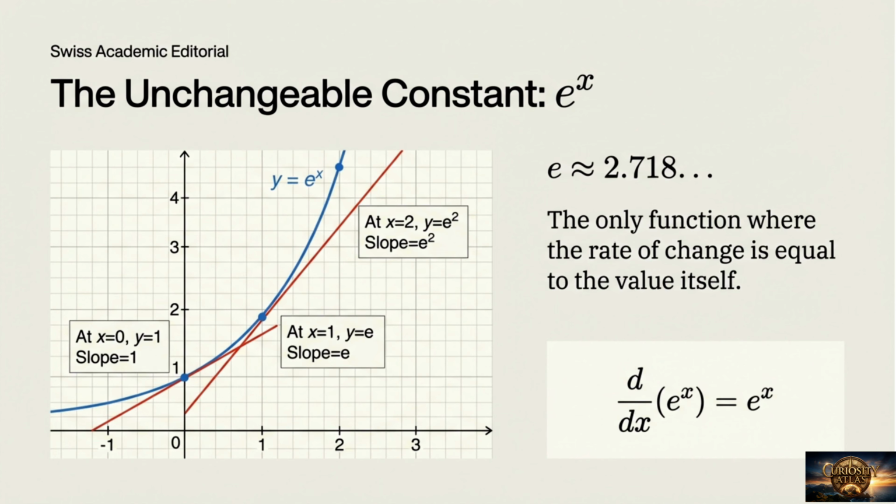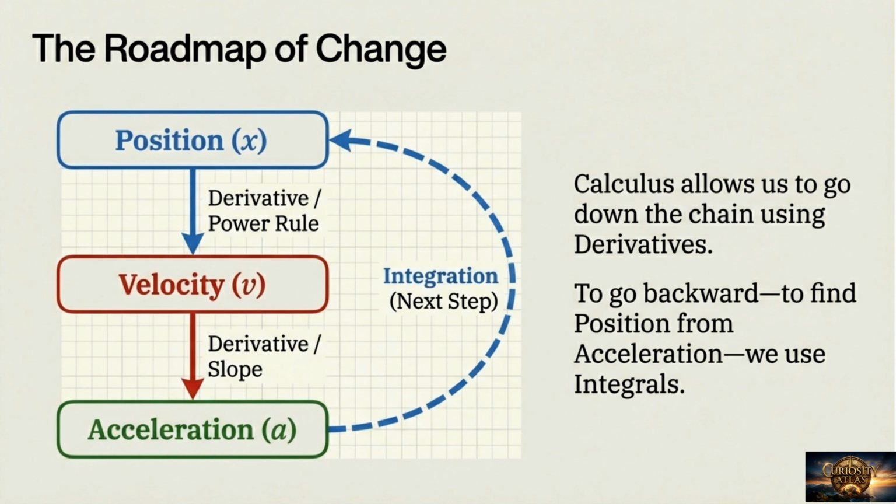The unchangeable constant, e to the power of x, is a unique function. It is the only function where the rate of change, or the derivative, is equal to the value of the function itself. Calculus allows us to go down the chain using derivatives, from position to velocity to acceleration. To go backward, finding position from acceleration, we use integrals, which is the next step.